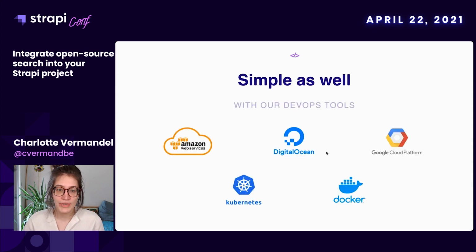So we have created some tools to create really easily an instance of MeiliSearch. For example, you have the one-click install on DigitalOcean, on Amazon Web Services, or on Docker. I hope you will find your happiness here as well, so that production is as frictionless as possible.